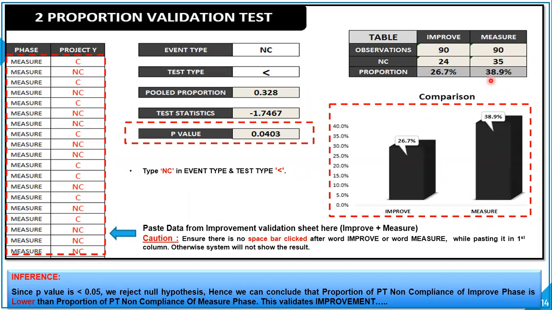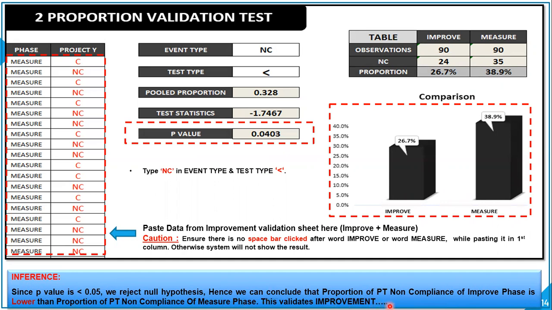This is quite easy to understand. 26.7 is less, but is it statistically significant? And that's where p-value will come into the picture. The p-value is 0.0403. So how much risk we need to take? Less than 5%, right? 4.03% risk. So let's go through the inference. Since p-value is less than 0.05, we reject null hypothesis. Hence, we can conclude that proportion of PT non-compliance of improved phase is lower than proportion of PT non-compliance of major phase, and this validates the improvement.